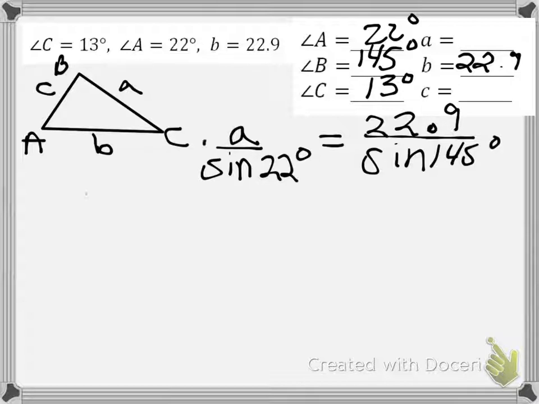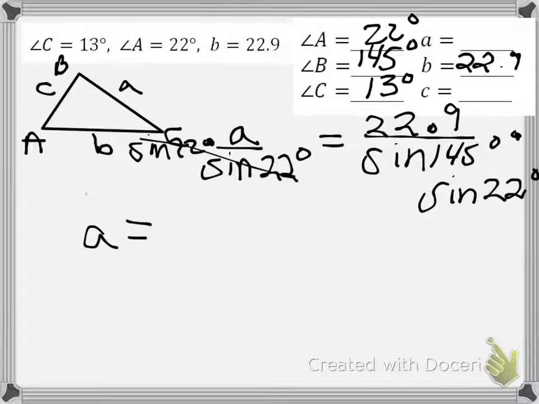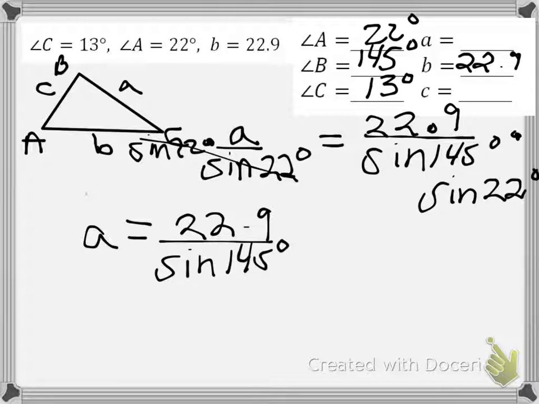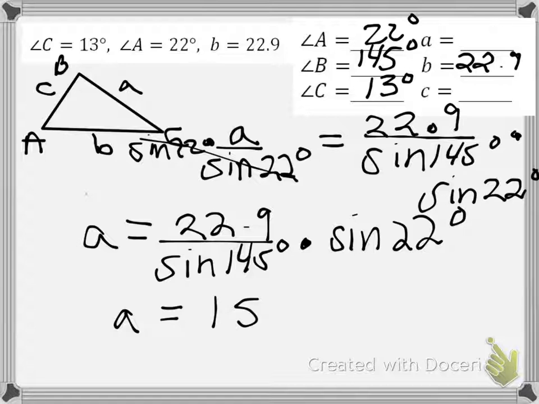In order to get A by itself, I simply multiply both sides by sine of 22 degrees. That way, these two cancel out and leave me with A. So all I do is simply type this into my calculator exactly the way that I see it. Just 22.9 divided by sine of 145 degrees, times sine of 22 degrees. And I would get that side A equals 15. So I'll put 15 right here.